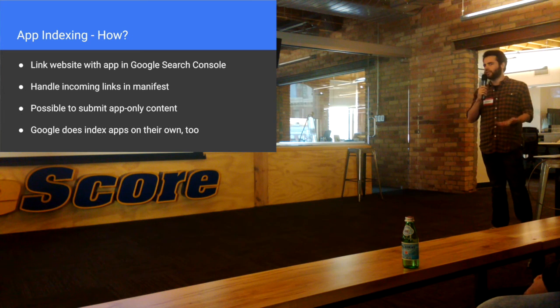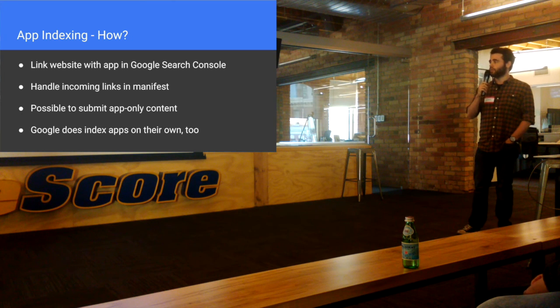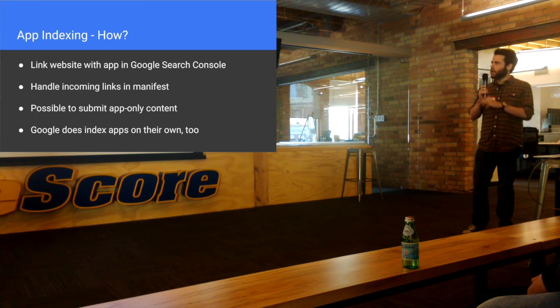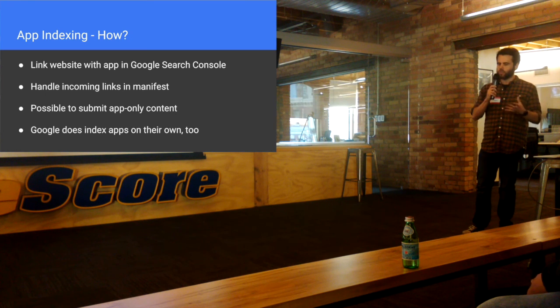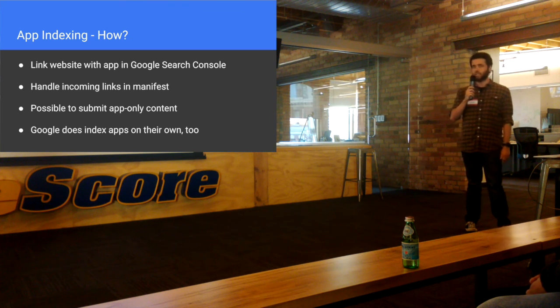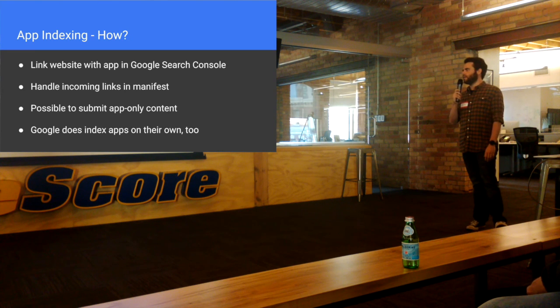So, how exactly do you do it? There's a couple of ways. The first thing is to just link. If you have a website, like your company's website, or a website of your own that's related to your app, you basically link the website with your app in Google Search Console. It takes about 30 seconds. It's really easy. You just link your website URL with the package name that your app has in the Play Store. Then whoever owns the website has to approve the link, and then you're good to go.